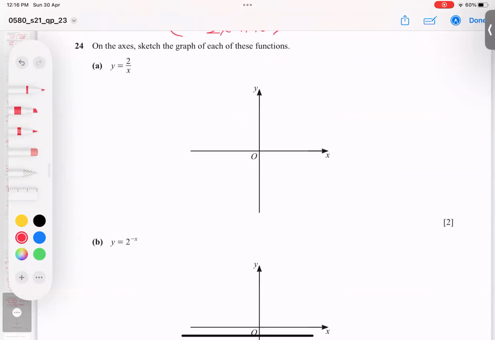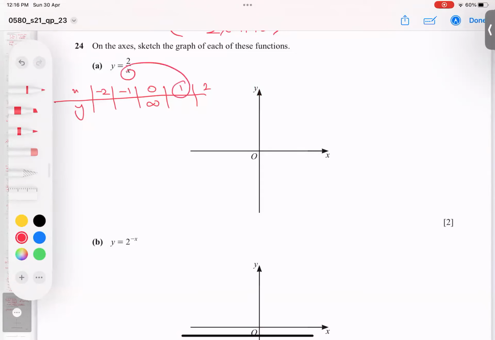Question number 24. This kind of question has been coming regularly for the past 1, 2, 3 years. So no problem, let's see how we can tackle it. Best technique, if you don't know at all what to do, is to plug in some values, like -2, -1, 0, 1, and 2. When you plug in 0, it will give you math error, infinity, undefined. So you can't get any value here.